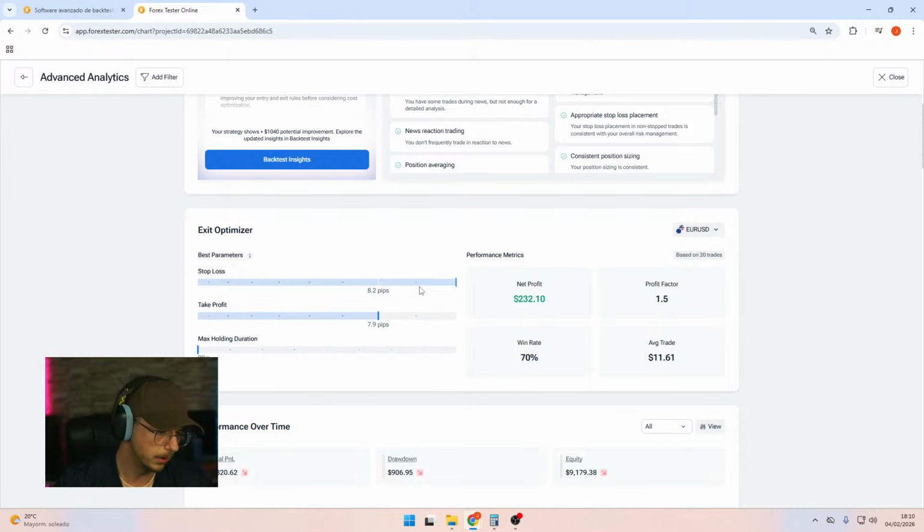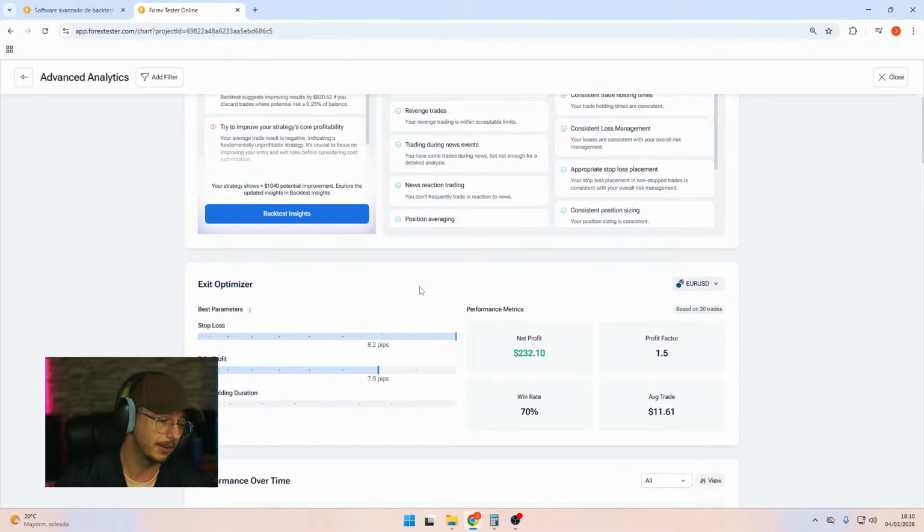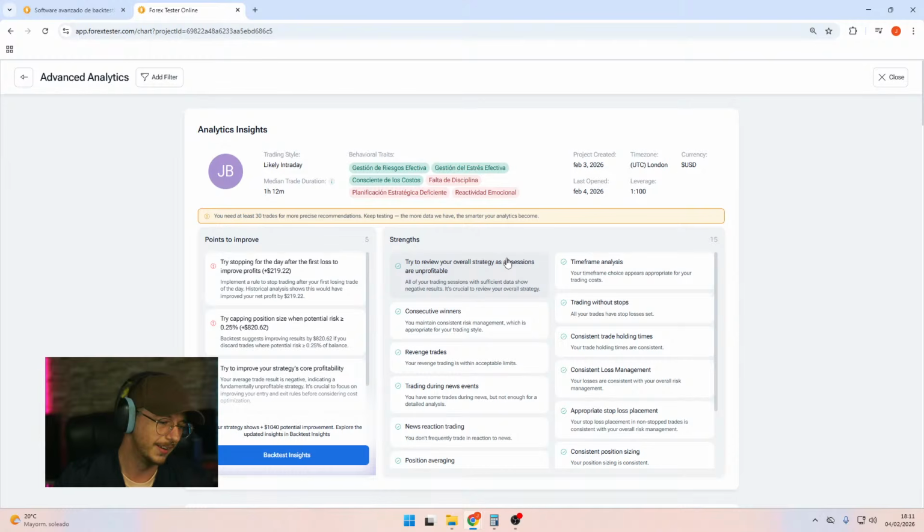Perfect. Bro, please, psychological levels in MQ5. In this case, I can't because we are Forex Tester Online. I don't actually have a robot that shows me the psychological levels in MQ5.